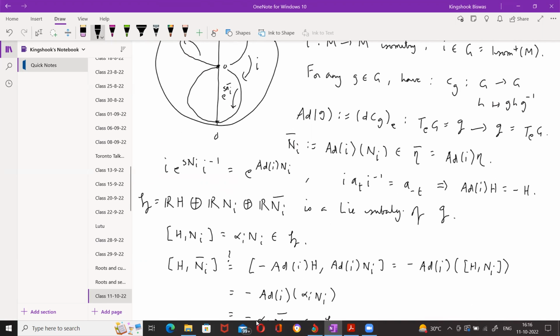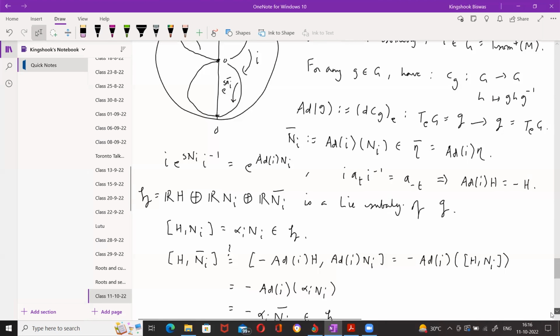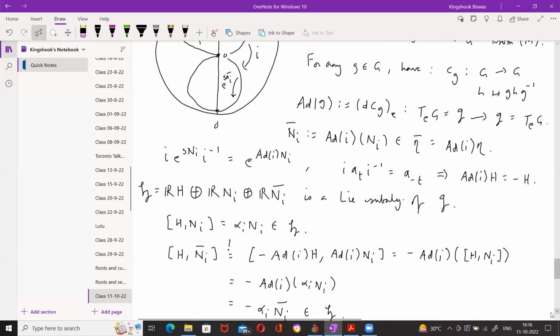So anyway, instead of 1 or 2, you have these roots alpha i. In general, you have alpha i's here. So for H and Ni, you have alpha i. For H and Ni bar, you have minus alpha i, okay?